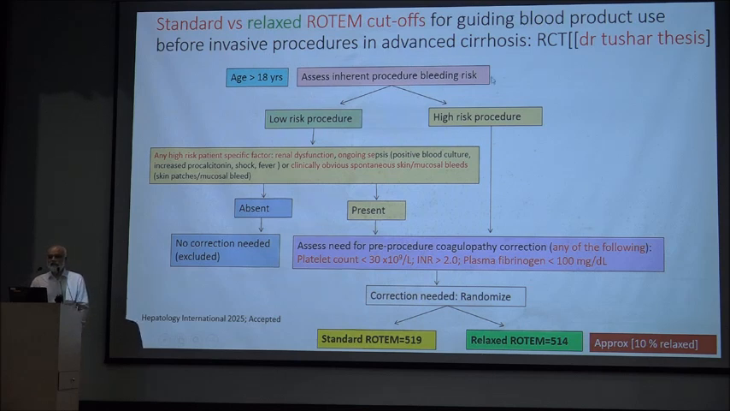Adult patients, inherent procedure bleeding risk was assessed. If it was low risk, then we saw if there are any patient specific factors, for example renal dysfunction, sepsis or spontaneous mucosal bleeds. If there is none, then no correction needed, excluded. If the patient is high risk procedure or low risk plus any of the high risk patient factors, then we assess. This was the modified SIR guideline in consultation with our IR colleagues. If platelet less than 30, INR more than 2, fibrinogen less than 100, then we randomized standard versus relaxed. A large number of patients, 519 and 514.